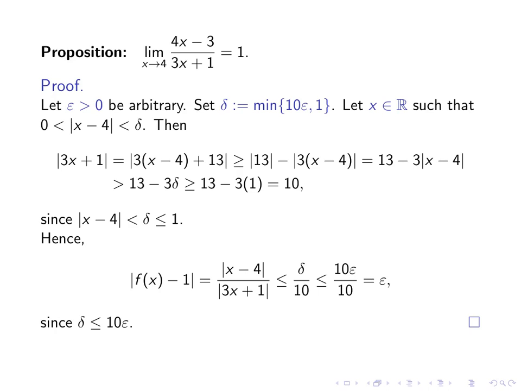We have that |f(x) − 1| is |x − 4| over |3x + 1|, which is less than delta over 10. There was a typo in the original write-up of this, so I had to make it less than, which in turn is less than or equal to 10 epsilon over 10, which is epsilon. Therefore, |f(x) − 1| is less than epsilon. Voila.